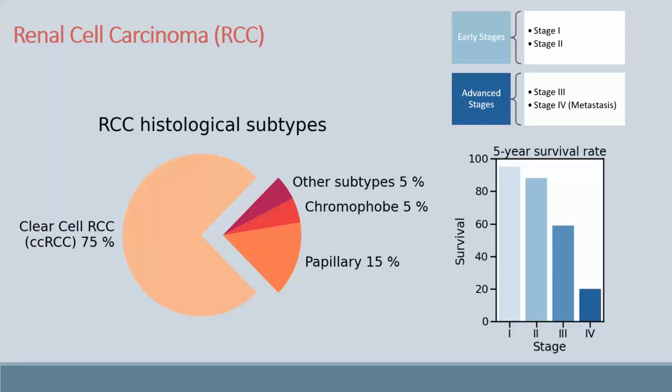The staging of renal cell carcinoma reflects the tumor size, the extent of invasion outside the kidney, the involvement of lymph nodes, and whether the tumor has metastasized. So it's possible to classify these 4 stages in early and late stages. And in the plot on the right, the percentage of people who are alive after 5 years from being diagnosed is represented for each of these stages. I would like to recall that the disease is potentially curable by surgery, but only at early stages, as surgery is typically reserved for localized disease.